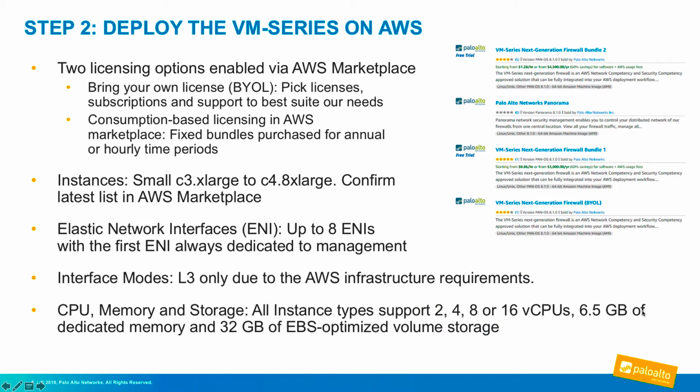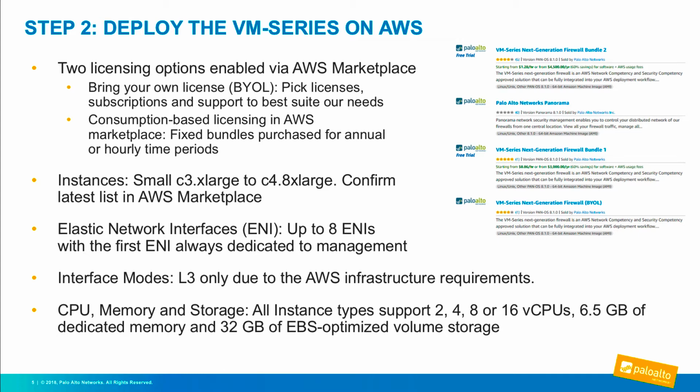Once we have sorted out our subnets, we can proceed and deploy the VM-Series. The VM-Series can be licensed using a consumption-based model or as a traditional bring your own license model. Consumption-based licensing is provided in the form of two fixed bundles, which can be purchased for hourly or yearly time periods. When it comes to bring your own license, any one of the VM-Series firewall models, along with associated subscriptions and support, is purchased through normal Palo Alto Networks channels and then deployed through our AWS Management Console by using an authorization code. In the process of deployment, you will have to select the correct instance size.